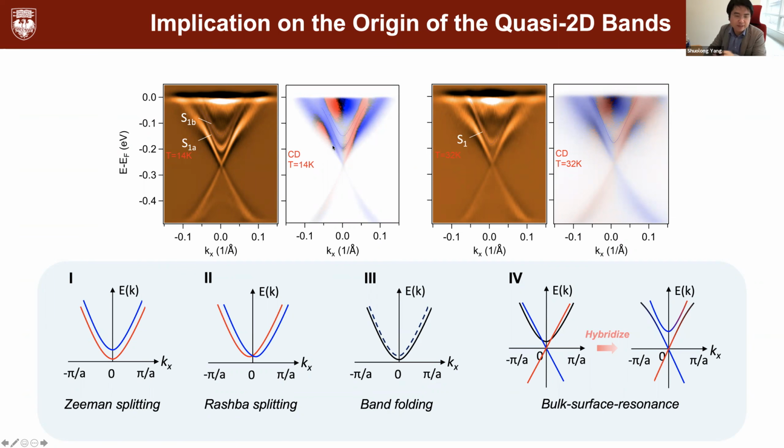By directly comparing the circular dichroism, which is a proxy of the spin texture in this case, with the predictions of the different scenarios, you can immediately see that none of the individual mechanisms can explain this very well. For example, the Zeeman splitting would have a spin texture in this form. The Rashba splitting would have a spin texture in this form. The band folding should not give you any spin texture fundamentally. So you would have a hard time using individual mechanisms to explain the existence of these quasi 2D bands.